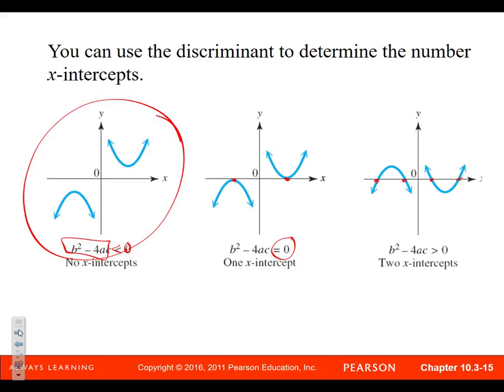Munoz, what did you say about the first one again? It's going to be negative? Yeah, if the discriminant is negative, less than 0. I should clear this so you can see that better.